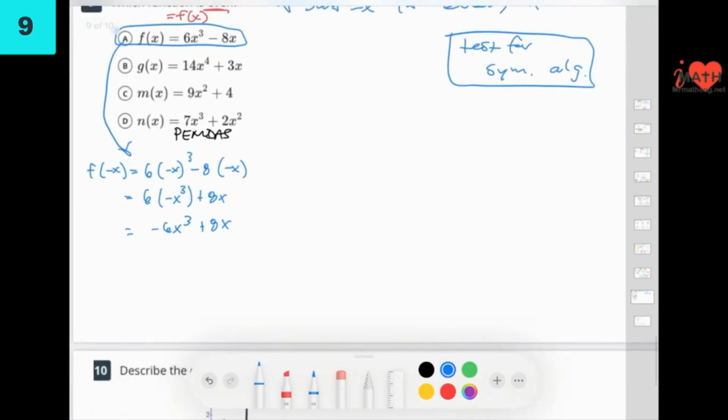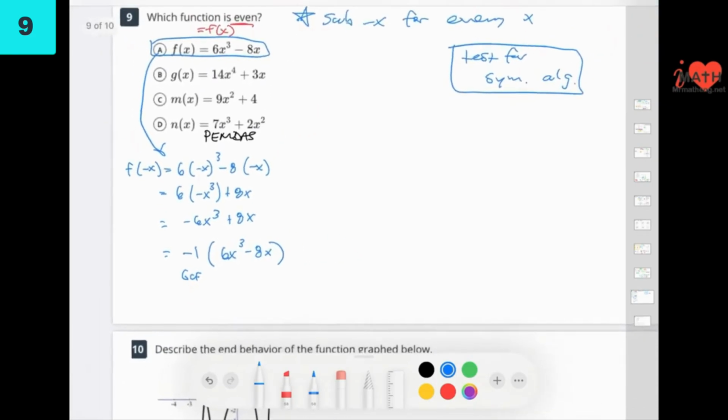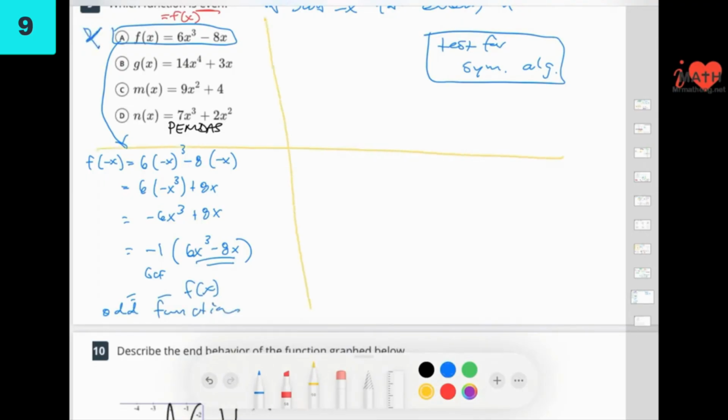Okay, now this one has a negative, so if I factor out a negative 1, this is my greatest common factor, I get 6x cubed minus 8x. And so you recognize that this is the original. So this one's actually the opposite of the original. This one is actually an odd function. So it cannot possibly be A. Okay? Let's try another one.